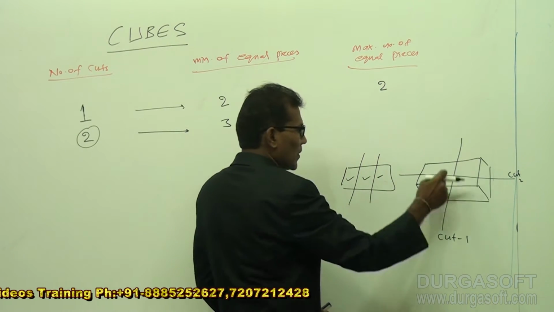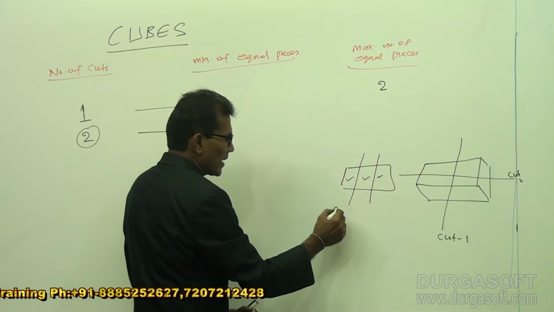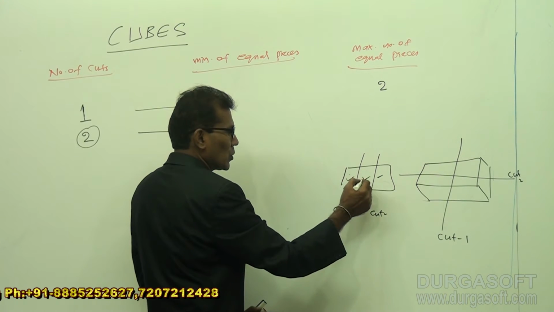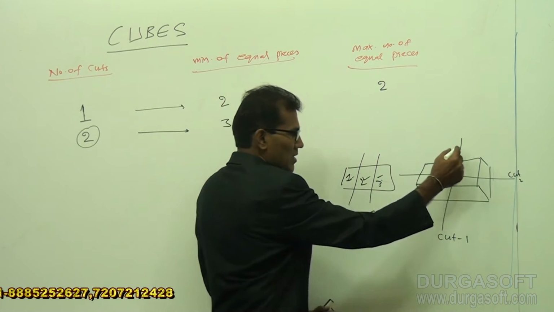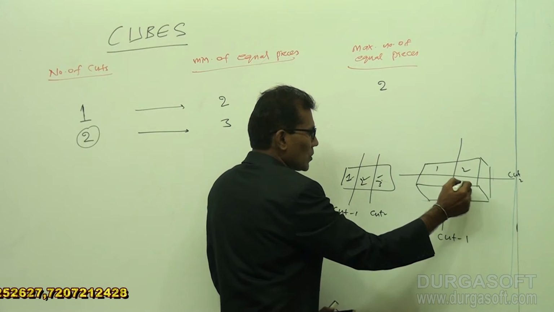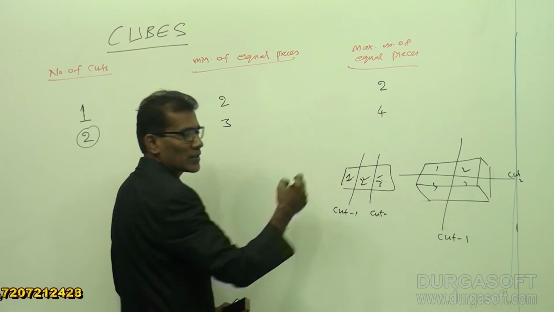This is cut 1, cut 2. You are allowed to use only 2 cuts. If the 2 cuts are like this, cut 1, cut 2, you will get 1, 2, 3 pieces. If you use the 2 cuts like this, cut 1 in this direction, cut 2 in this direction, you are getting 1, 2, 3, 4 pieces. So the maximum number of pieces is 4.